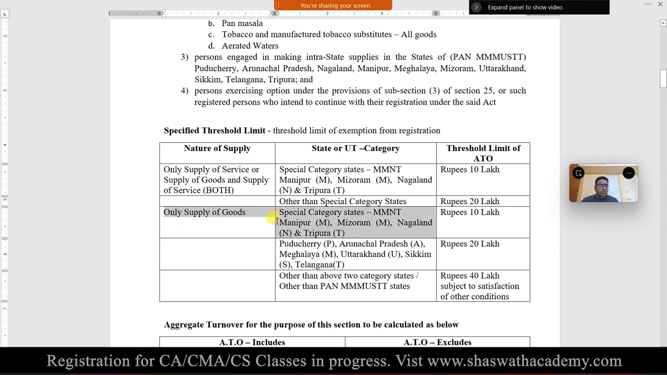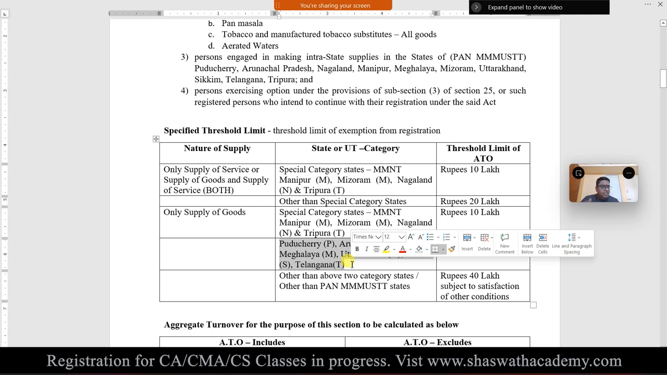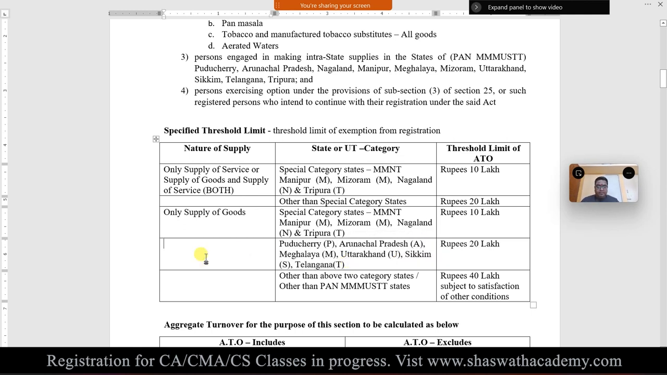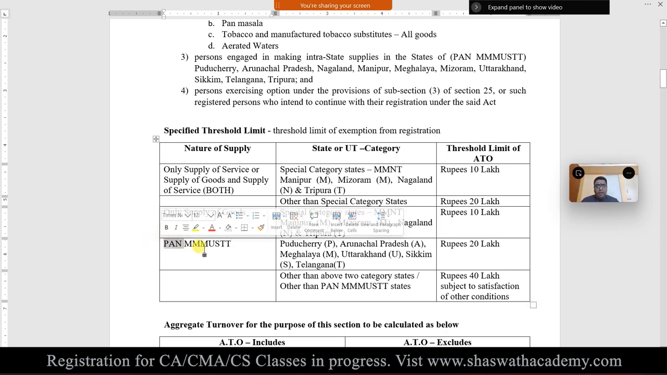My dear, if you are an exclusive supplier of goods and you are in the MMNT states, your fate remains the same, only 10 lakhs. And if you are in any other states, PAN must states minus MMNT. See, actually they are specifying 10 states. PAN must. See, PAN is a 10 digit number, right? So PAN must.